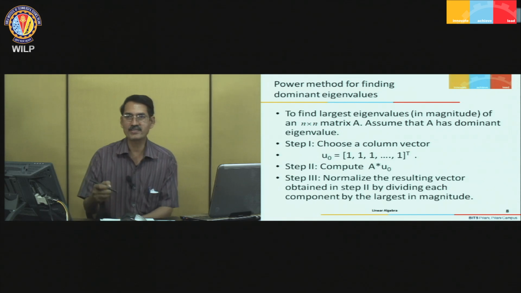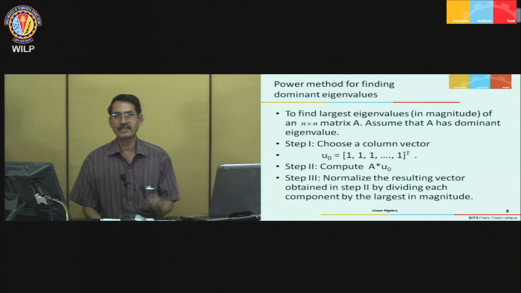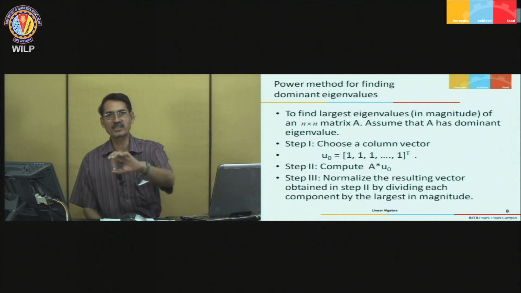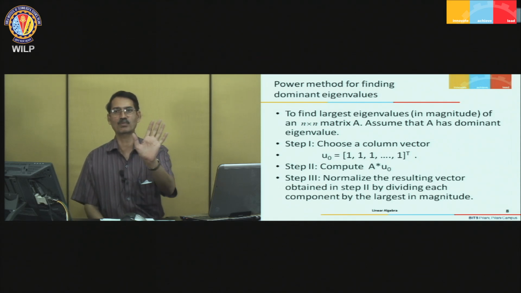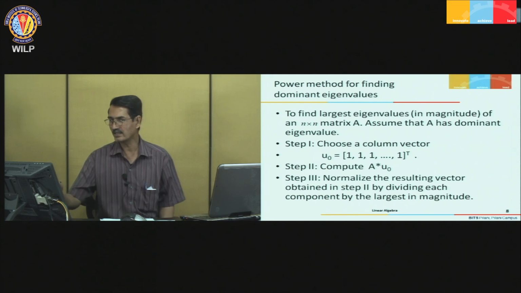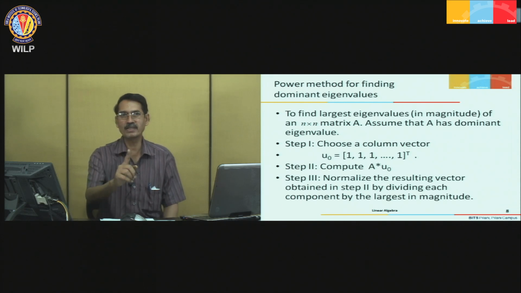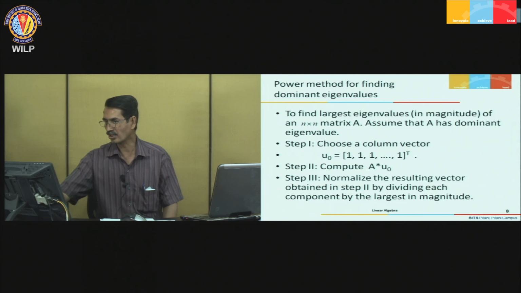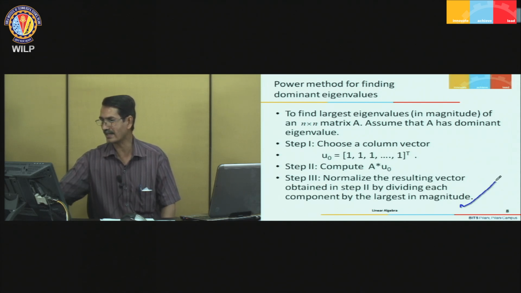So, at this stage we are aware of whether the given vector is in normalized form or not, and if it is not, how to normalize it. So, step 3: after computing A into U0, check whether it is in the normalized form or not. If it is not, then normalize it by dividing each component by the largest in magnitude. This is very important: largest in magnitude.